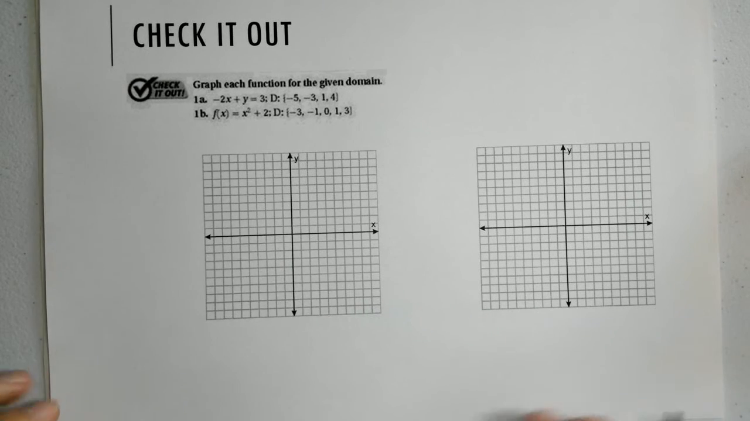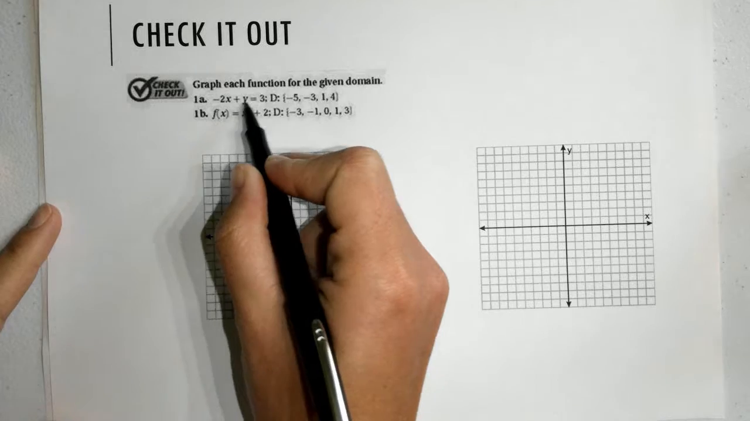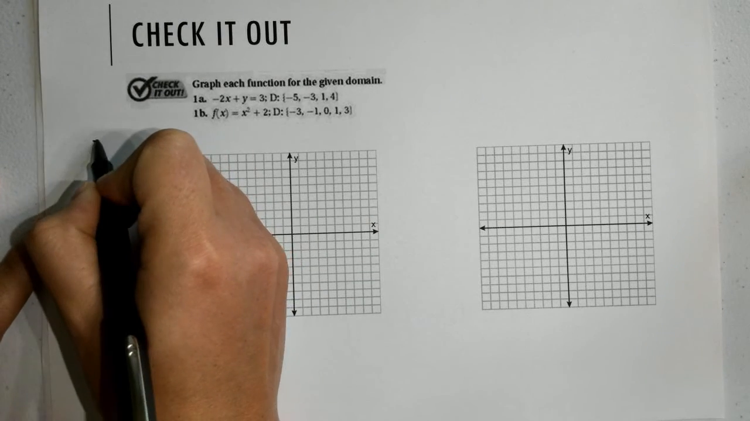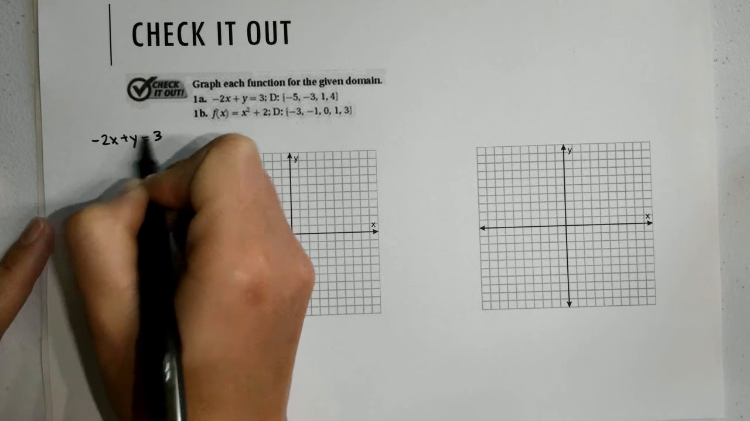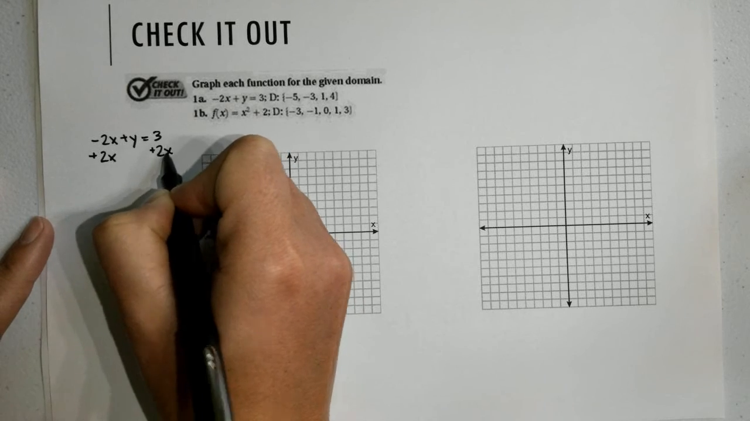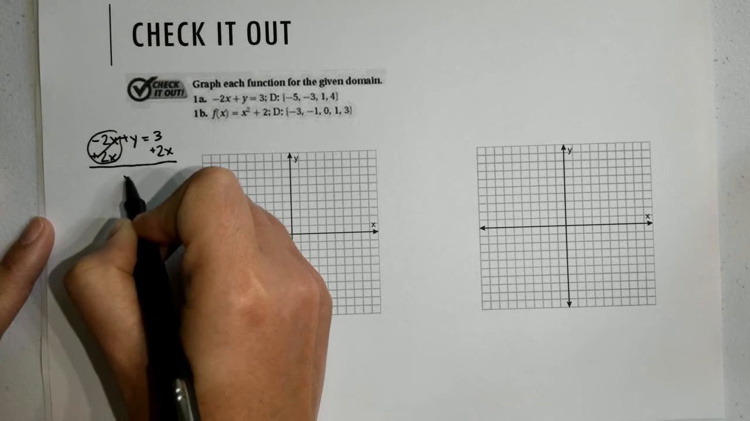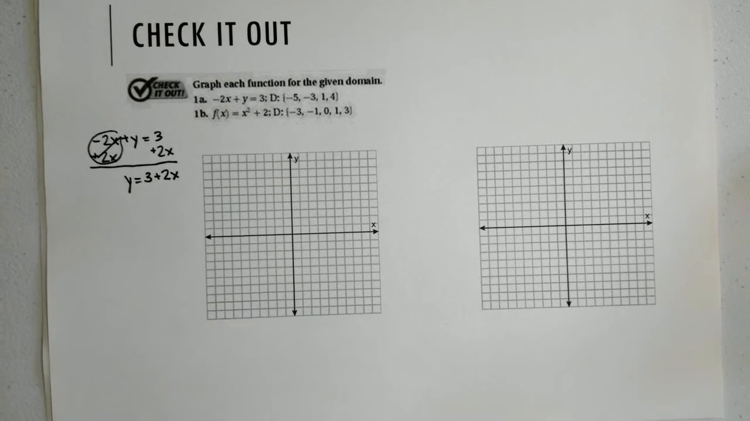All right, so for this first one, we have negative 2x plus y equals 3. So we have to solve for y first. So I have negative 2x plus y equals 3. I'm going to add 2x to both sides. So that gives me 0. So I have y by myself, and then I have 3 plus 2x.